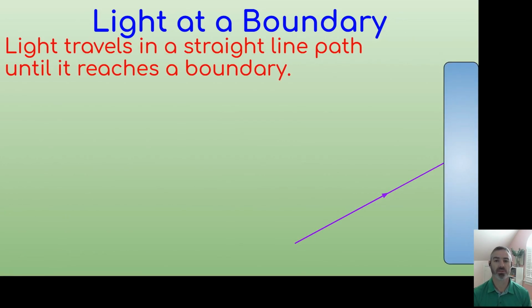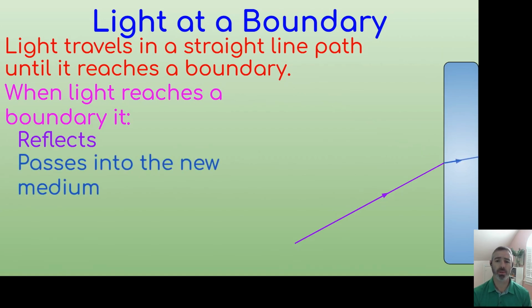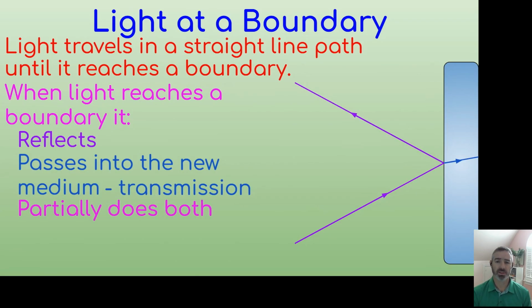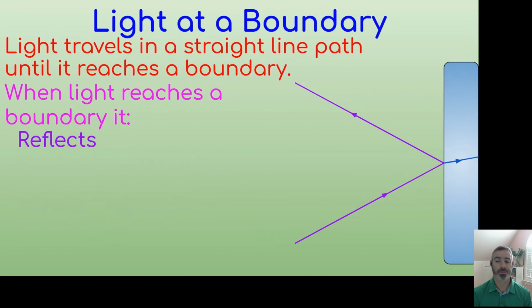So let's say we've got a piece of glass here. And when it reaches the boundary, it does several things. One of the things that it does is it reflects. It also can pass into the new medium, which is called a transmission. And it can also partially do both of these things. Now, a third thing that it can do, if the energy of the light is correct, then it can be absorbed into the medium. Now, in this video, we're going to talk about just the reflection of light.